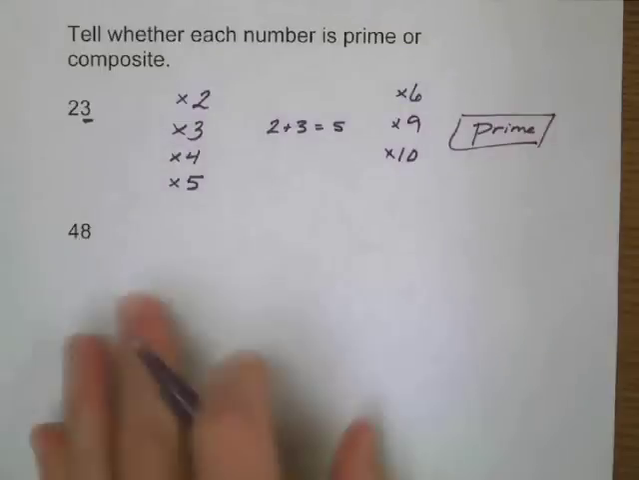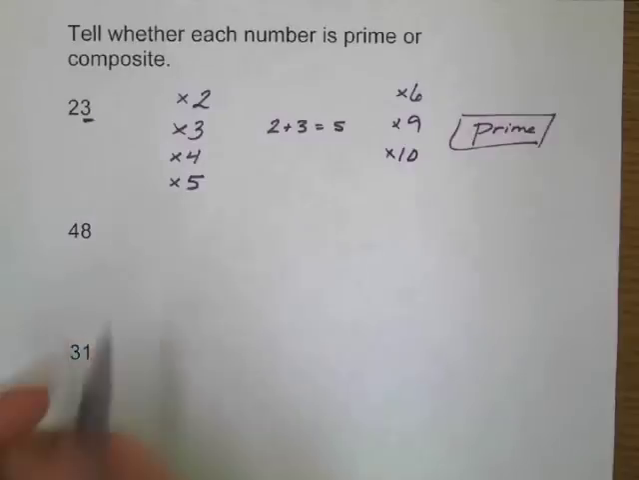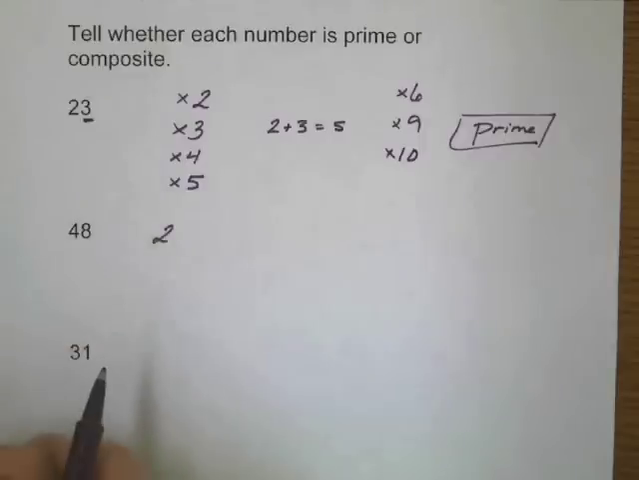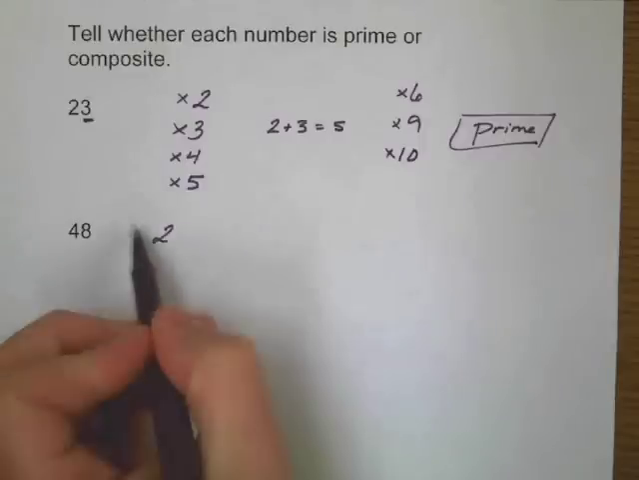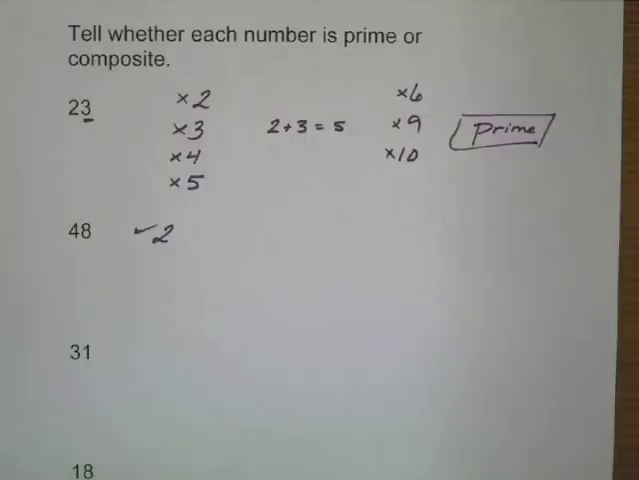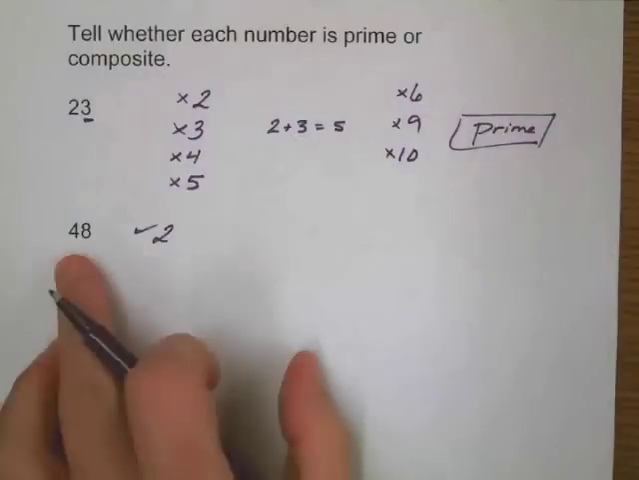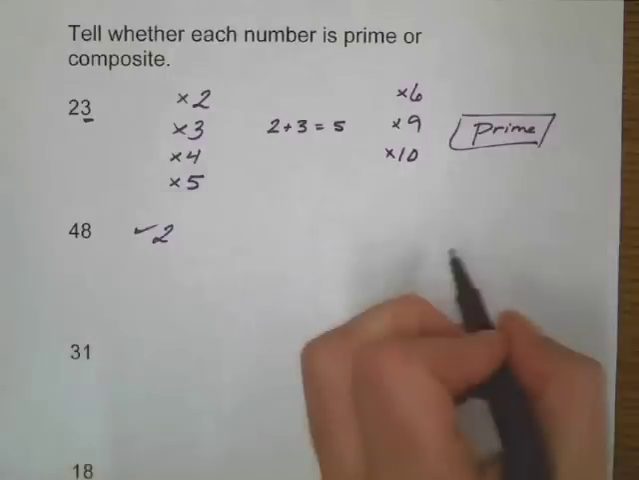Let's take a look at the next number, 48. We're going to do the same thing using our divisibility rules. Is it divisible by 2? Well, it's an even number, so yes. Right there, I could stop if I'm just looking to determine whether it's prime or composite. As soon as it's divisible by something other than 1 or 48, it's composite.